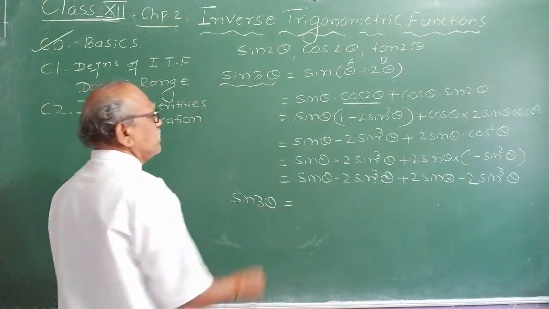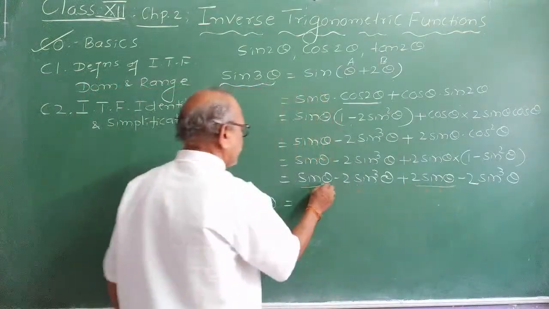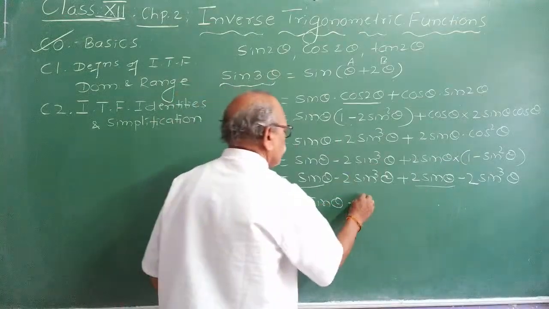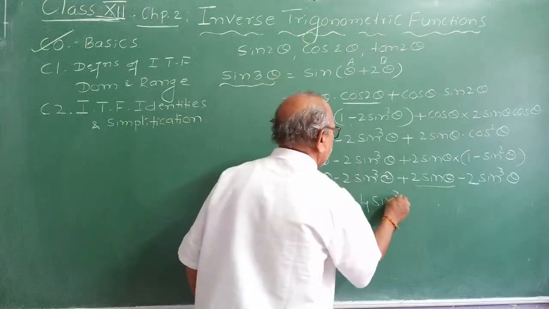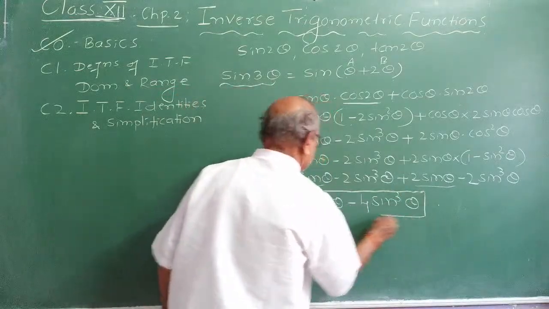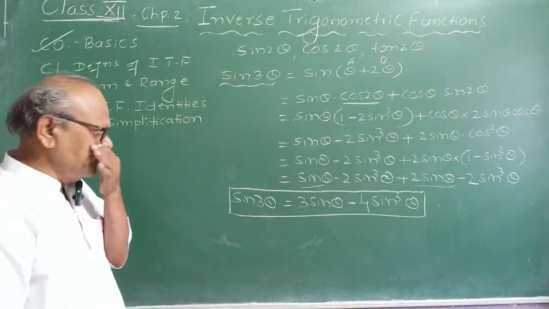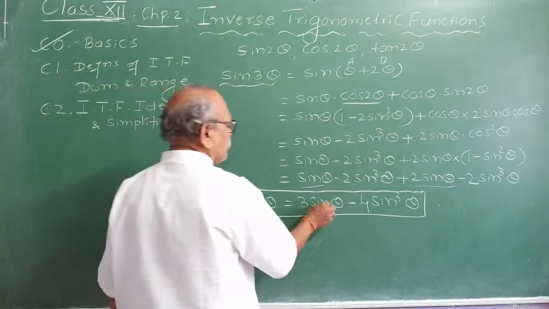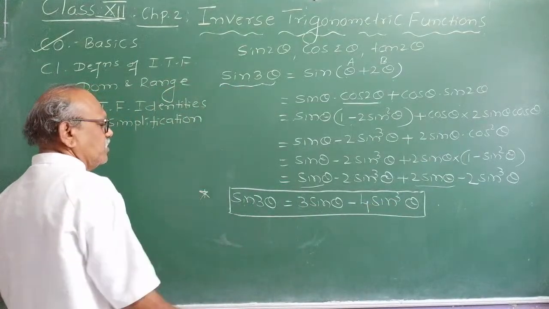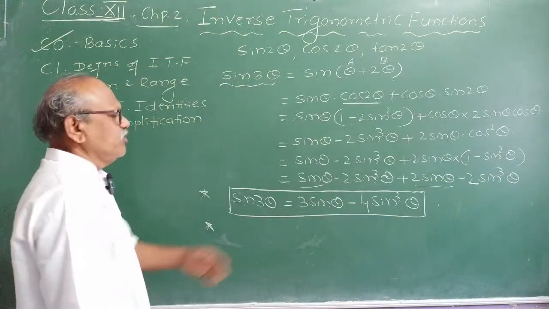If you don't remember, once you derive it, it will go to your permanent memory. Sin theta plus 2 sin theta becomes 3 sin theta, minus 2 sin cube theta minus 2 sin cube theta becomes minus 4 sin cube theta. Hence, you get the formula. Remember this. As the formula number, you continue. Sin 3 theta is equal to 3 sin theta minus 4 sin cube theta. Continue the formula number. Even later in integration you will require these formulae, very important.